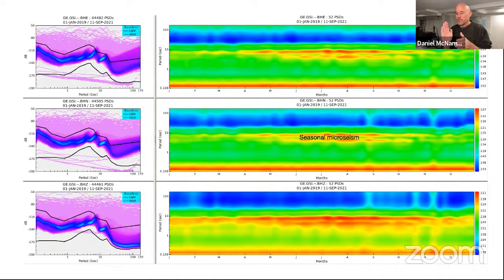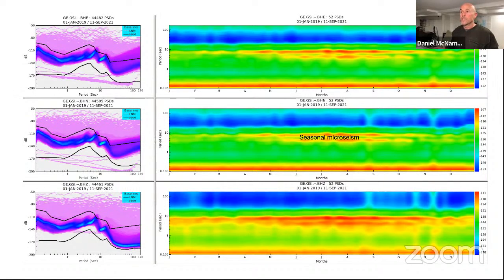If you think about what the vertical is doing as it tilts, it just doesn't move as much as the horizontal components are moving. So you see that sensitivity only really in the horizontal components. The vertical component looks great here, but the horizontals will show that tilting noise due to the thermal and the atmospheric variations. That's very common. You'll see that in many stations.